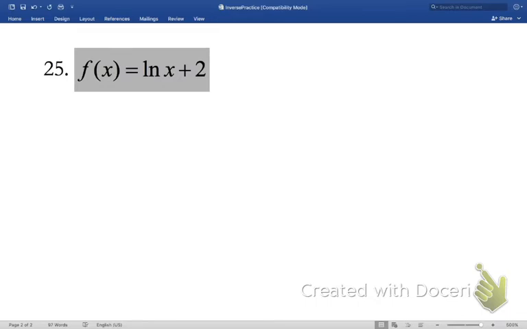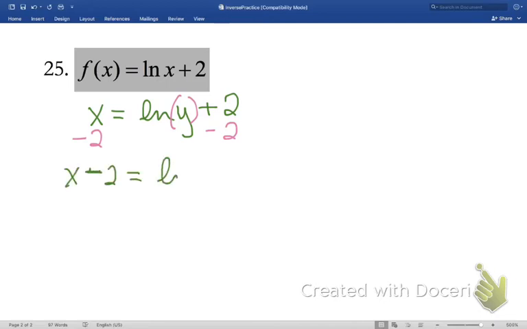Last problem. Switch the x and the y. So x equals ln of y plus 2. Okay, is that 2 inside my log? No. If it was, it would have parentheses. So I can subtract the 2 and not affect the log. So I have x minus 2 equals the ln of y.